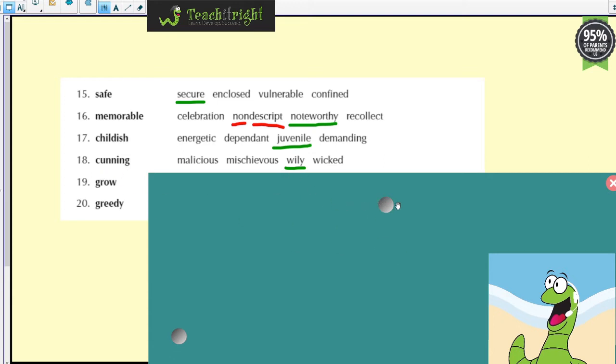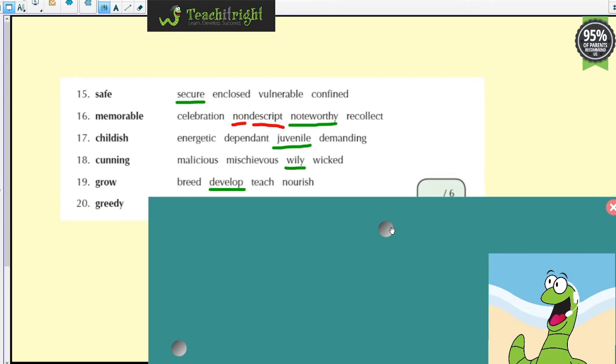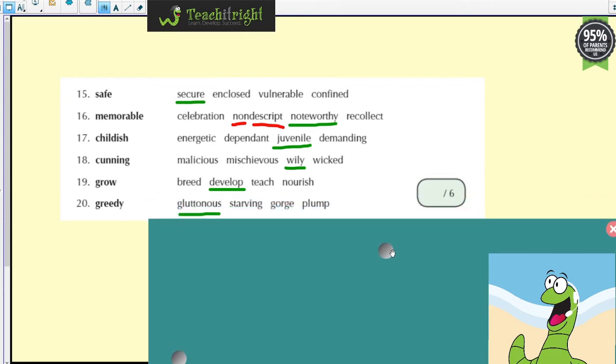Number 19, if you grow, you develop, and if you're greedy, you're gluttonous. But again, a greedy person might gorge themselves, and a greedy person might end up plump, but gluttonous is by far the closest because a glutton is someone who is greedy. Again, lots of words to learn. Please, like malicious, please do look it up. Malicious in this case means evil, wicked. Lots of words here you can be learning.